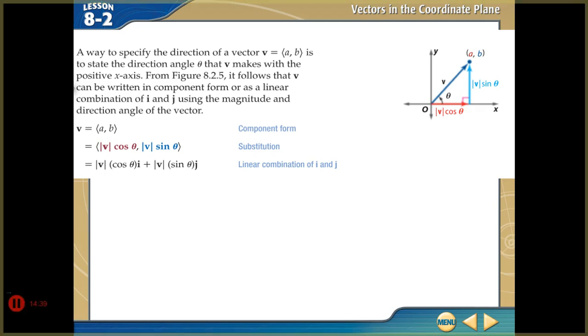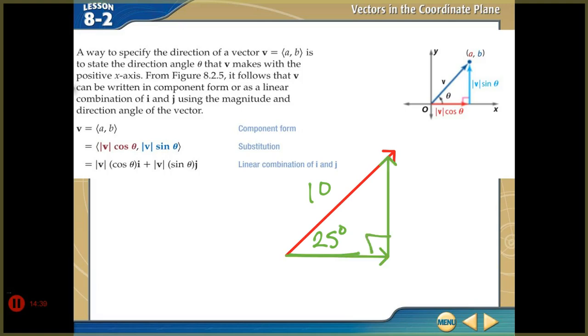So if I had a vector that had a magnitude, let's say, of 10, and the angle that it forms is, let's just say, 25 degrees. What I want to do is figure out those components, both in the x and the y direction. X and y always form a 90-degree angle. And so I can see here that this value is going to be 10 cosine of 25, and then the up is going to be 10 sine of 25.